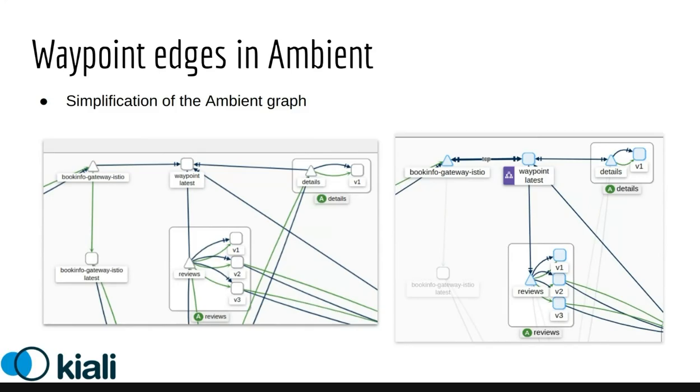And well, another thing is related to how we visualize the waypoint edges in ambient mesh. So when we are in an ambient mesh, by default, we are not going to see the waypoint proxies, which are these layer 7 components of the ambient mesh, but we have a display option to show them. And we have introduced a new component, an edge that has double arrows that indicates that this waypoint proxy is the source, but also the destination node.